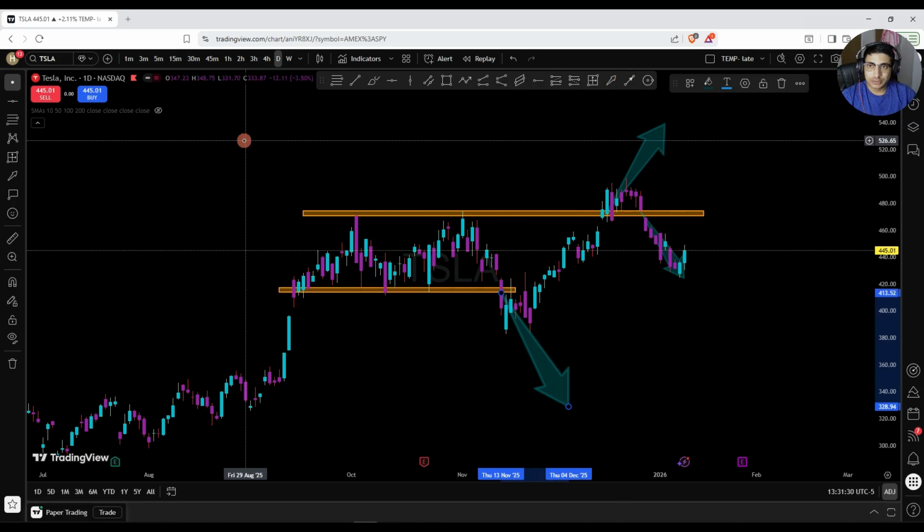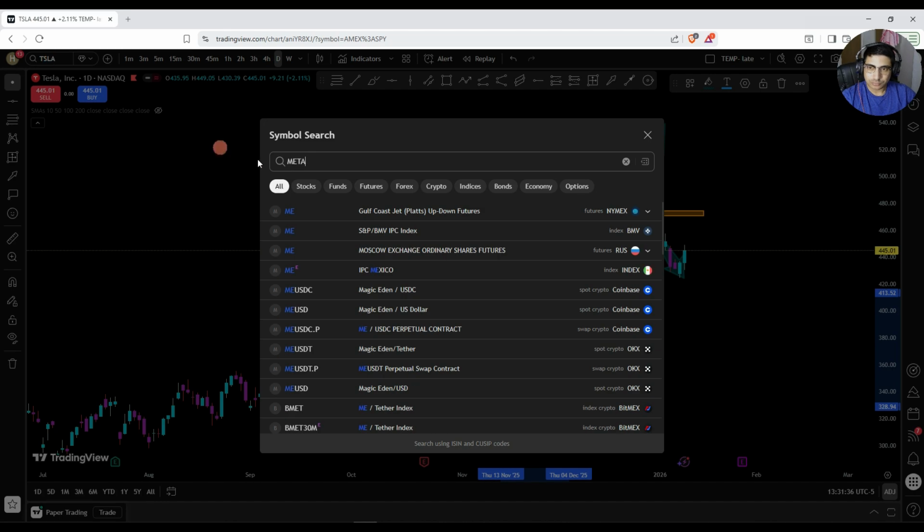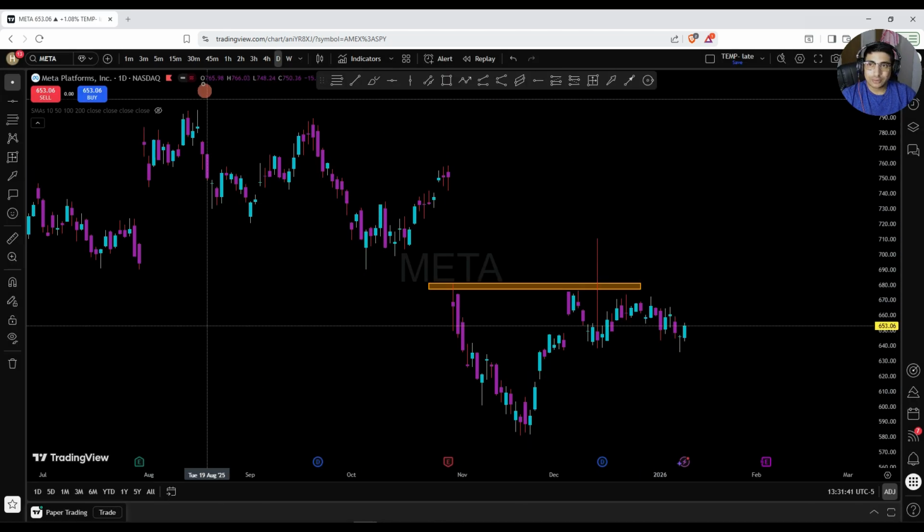We'll discuss the solution to this, but let me show you one more example. We can look at, let's say, Meta, which is also one of the Mag 7, right here. I already have the daily chart open here.